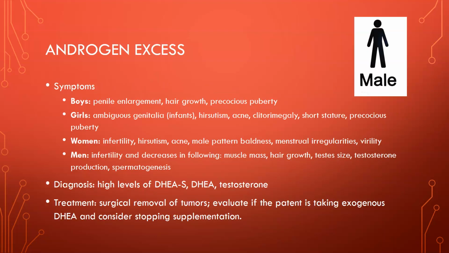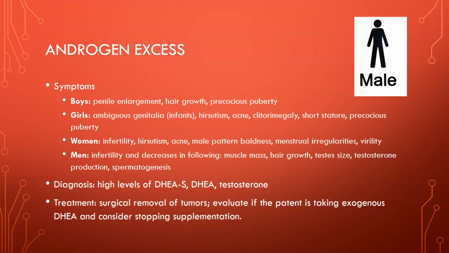For androgen excess, the symptoms in boys are penile enlargement, hair growth, and precocious puberty. In girls, it's going to be ambiguous genitalia in infants, hirsutism, acne, clitoromegaly, short stature, and precocious puberty. And in women, if you have too much androgens, you will have infertility, hirsutism, which is like hair on the face and stuff, acne, male pattern baldness, and menstrual irregularities and virility. So like having male-like features.